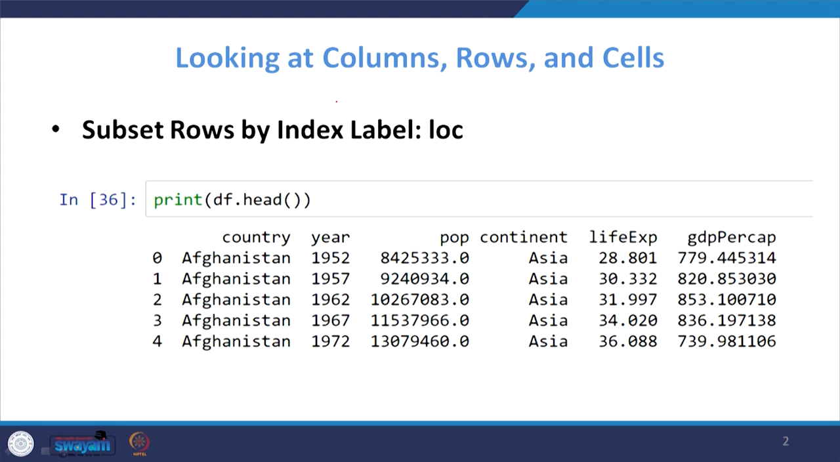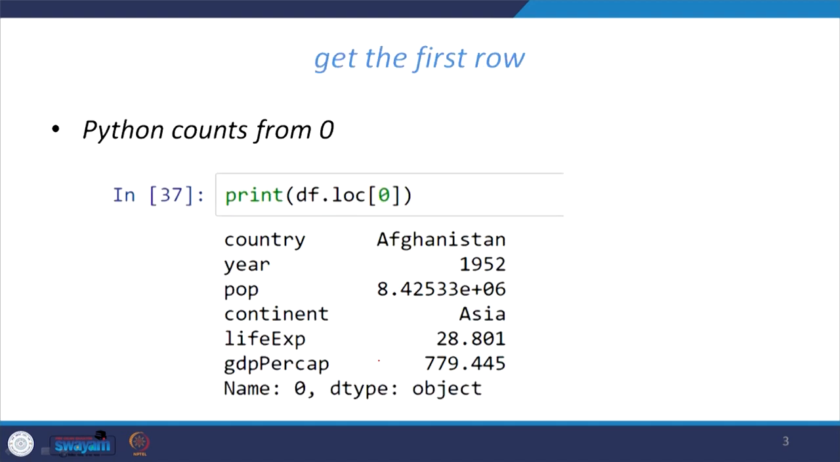When you look at this, see print df.head. When I use this command I get the different columns, for example the first column says 0, 1, 2, 3, 4, then country, year, population, continent, life expectancy, GDP per capita. Suppose I want to get the first row. As we know that Python counts from 0, to get the first row you type print df.loc, it is a location, in square bracket 0. When you do that you will get the details which are there in the first row.